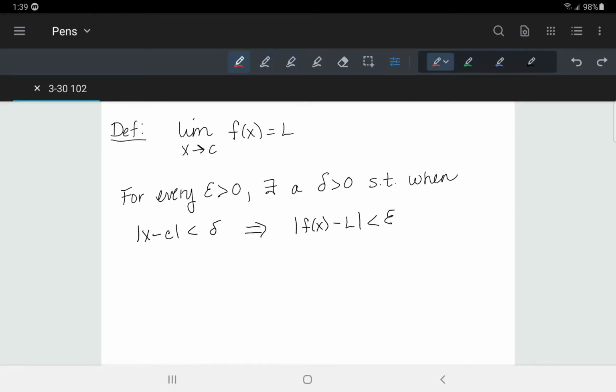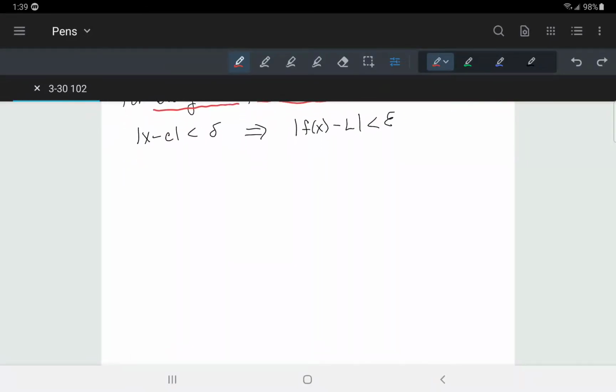So the crux of this proof says that for every epsilon greater than 0, there exists a delta greater than 0. So this is our job. We need to find delta for our specific function. Okay, so let's work backwards.